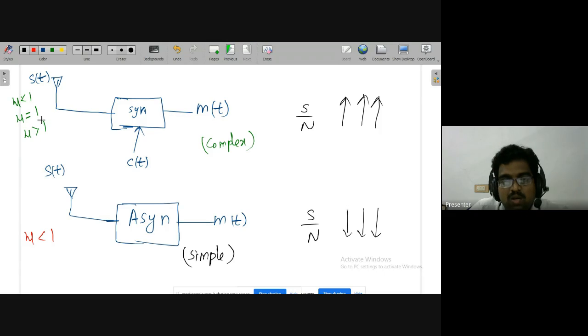இது புரியுதா எல்லாருக்கும் என்ன சொல்ல வரேன்னு? Anyone? Regarding the modulation index. Yes, okay.